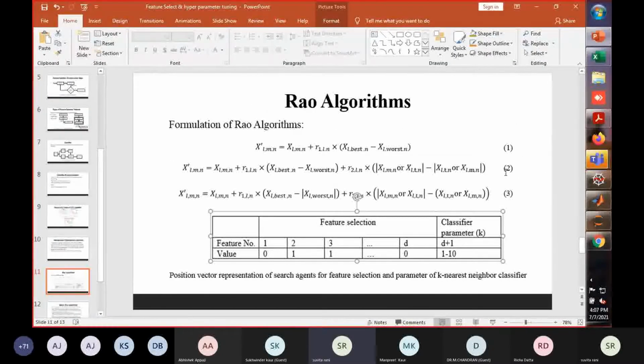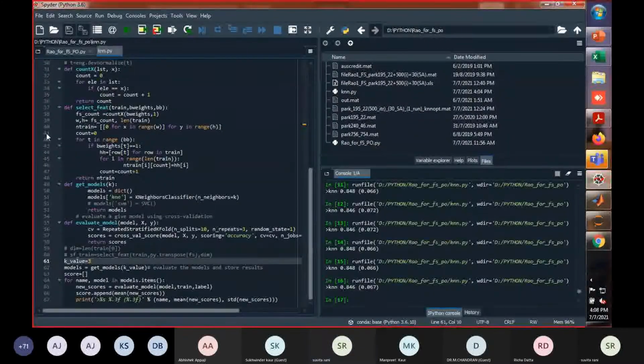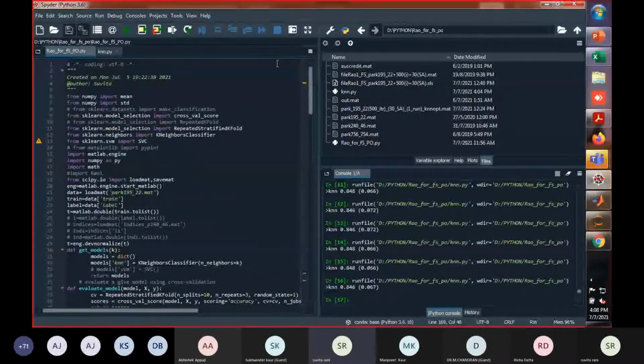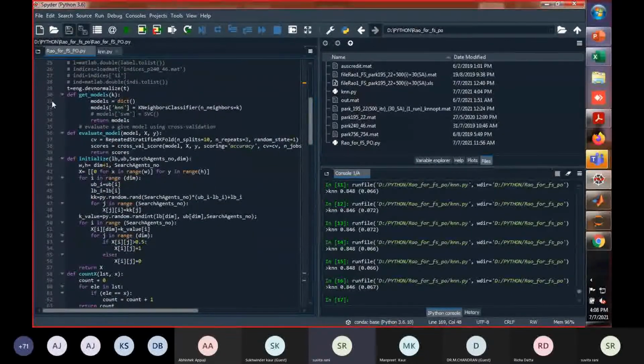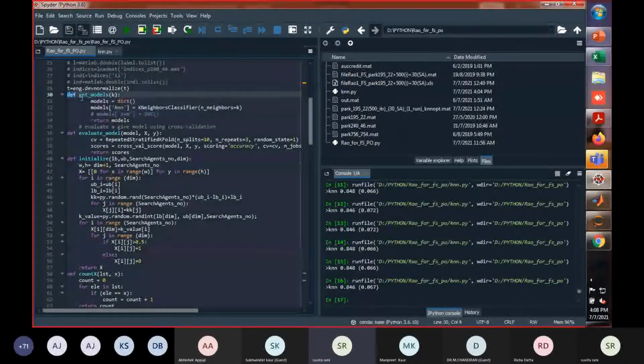So in the code of the feature selection and parameter optimization, we need some functions. I already showed this function, get modules, and the second function, evaluate the model. This creates the model which we want to learn, or which we want to use as a classifier. Here the evaluation is done.